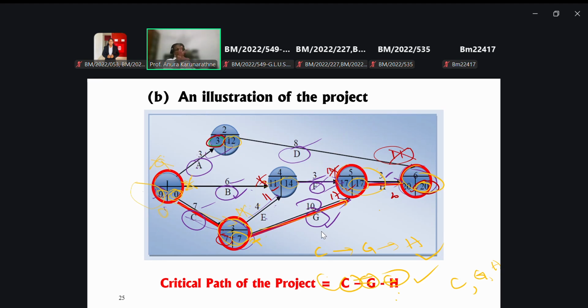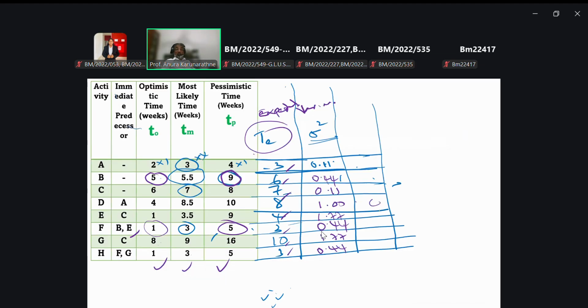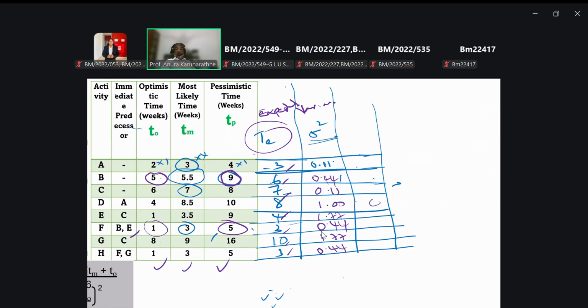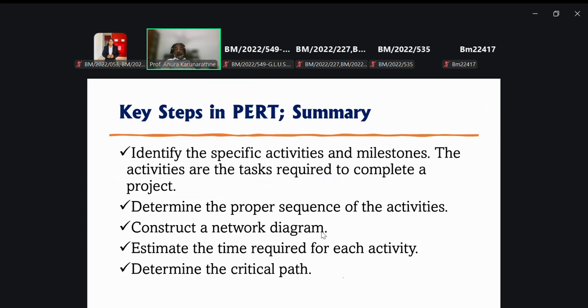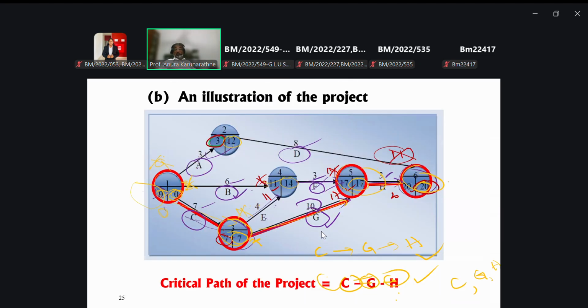So then by using the expected value, further you can go for the decision, right? So that question number 3, if you go back to question number 3, you can see question C: what is the probability that the project will take less than 30 weeks? So as per our example, the answer is here, 20 weeks. Our mean is 20, right?